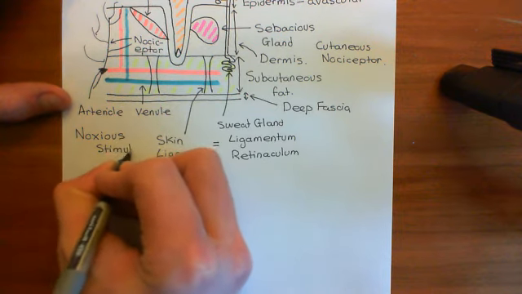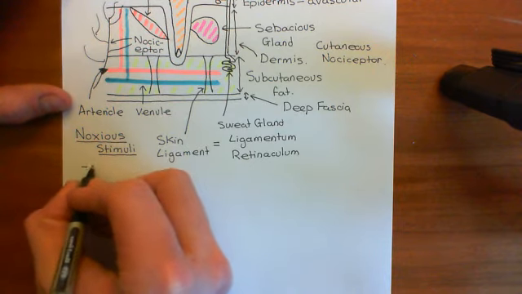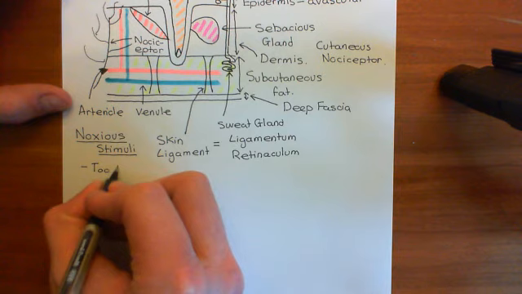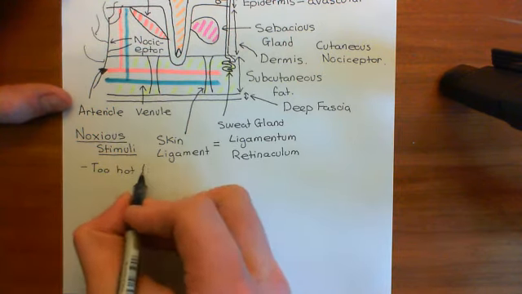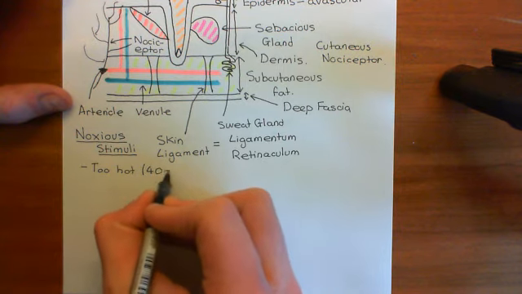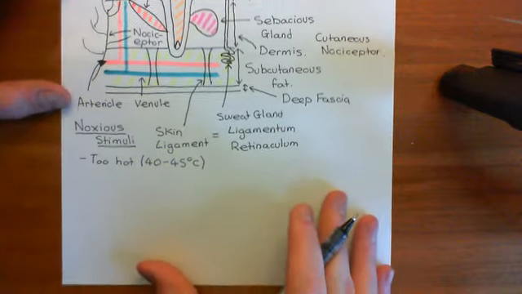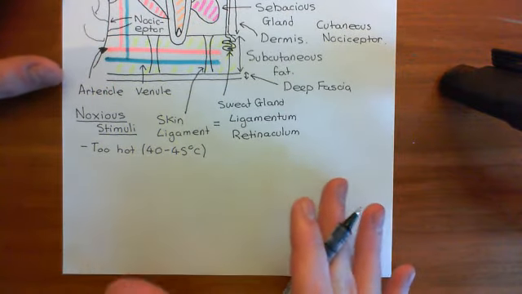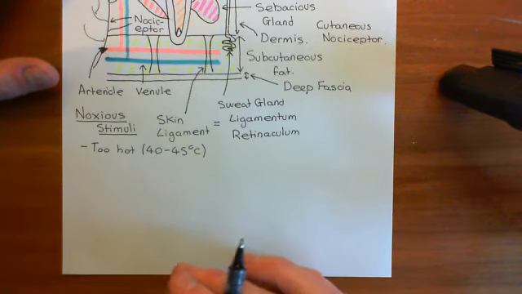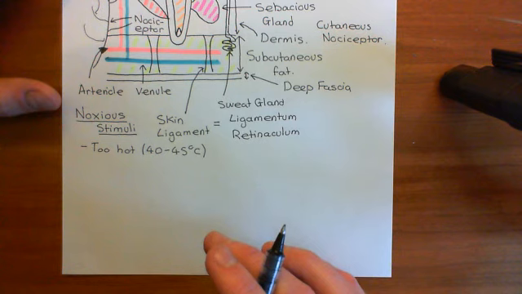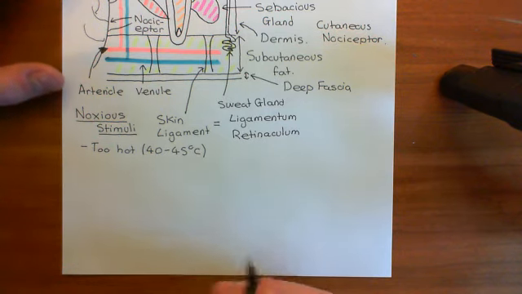Some good examples are extreme temperatures. Okay, so either too hot or too cold. Generally hotness becomes painful at around 40 to 45 degrees Celsius. Many people quote it at 42, 43 degrees Celsius. That's when heat starts to become painful. So at that sort of temperature, you will be activating nociceptors within the nociceptor terminals, basically.